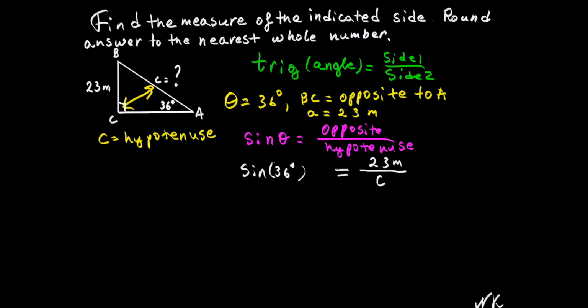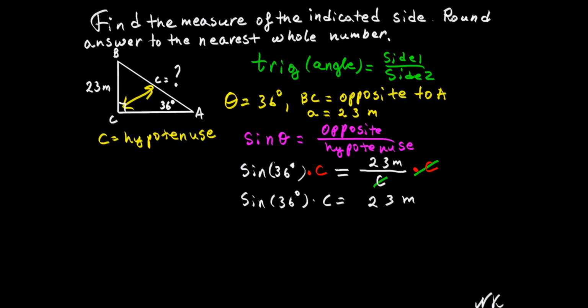Or in order to get this C out of the denominator, since it's doing the dividing, we can do the opposite. And the opposite of dividing by C is to multiply by C. Whatever we do to one side of the equal sign, we want to do the same thing to the other side. Now we can cancel C in the denominator on the right side with the C that we multiplied it by, and we get sine of 36 degrees times C is equal to 23 meters.